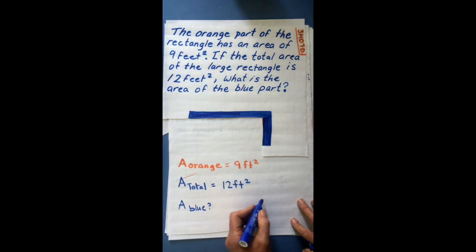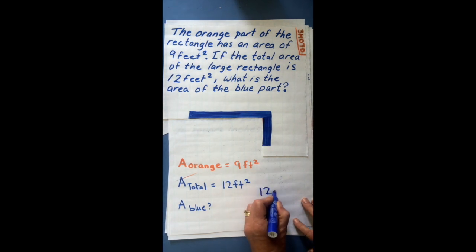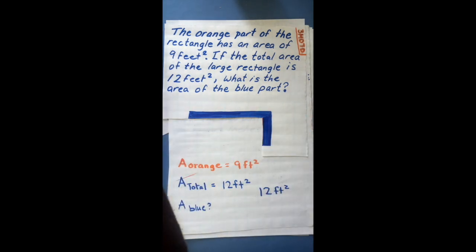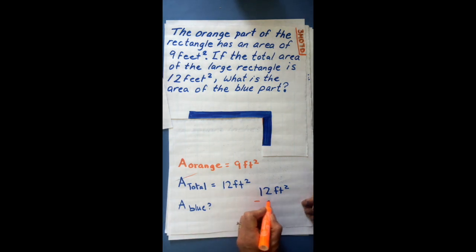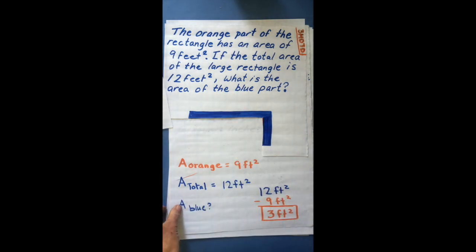So all I have to do is super easy. I take the total, which was 12 feet squared, and all I have to do is take away, like I did here, the area of the orange, and I'll get the area of this L, which would be 12 minus 9 is 3 feet squared. So this is the answer to this question here. Okay, it looked more difficult than it actually was.